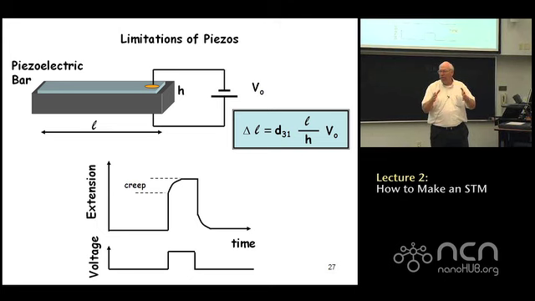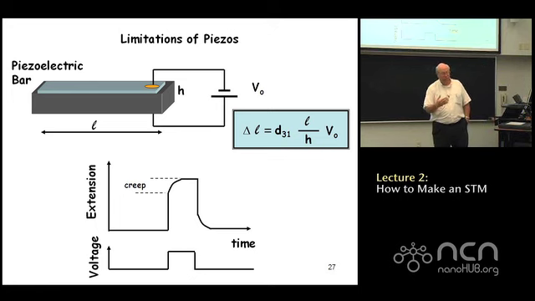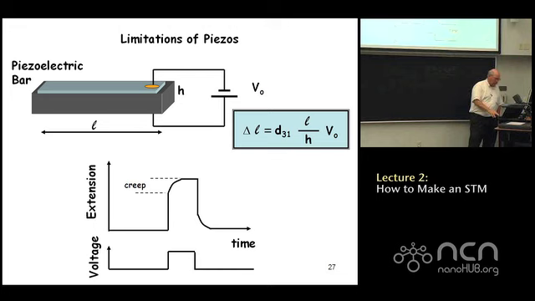Right? When you apply a voltage pulse, it takes a certain amount of time for the bar to adjust its position. So that gives rise to this creep behavior, right? And this creep behavior is going to be an artifact that often shows up in the process of interpreting scanning tunneling microscope scans, right?